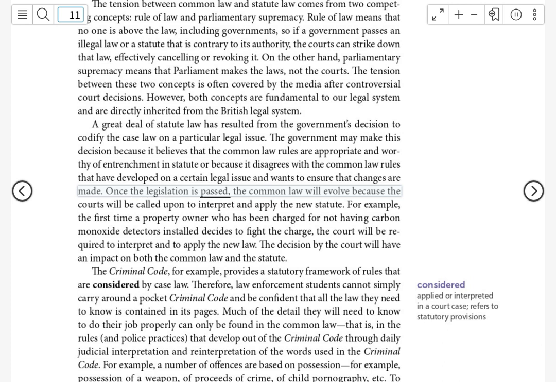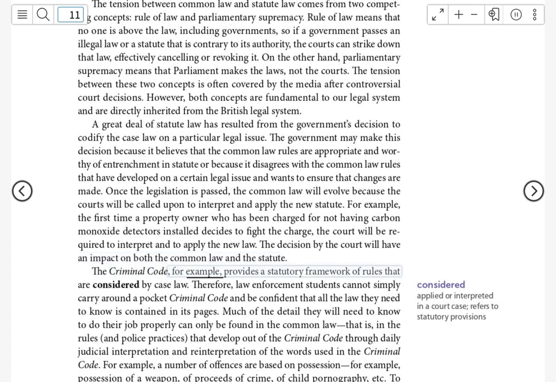Once the legislation is passed, the common law will evolve because the courts will be called upon to interpret and apply the new statute. For example, the first time a property owner who has been charged for not having carbon monoxide detectors installed decides to fight the charge, the court will be required to interpret and to apply the new law. The decision by the court will have an impact on both the common law and the statute.